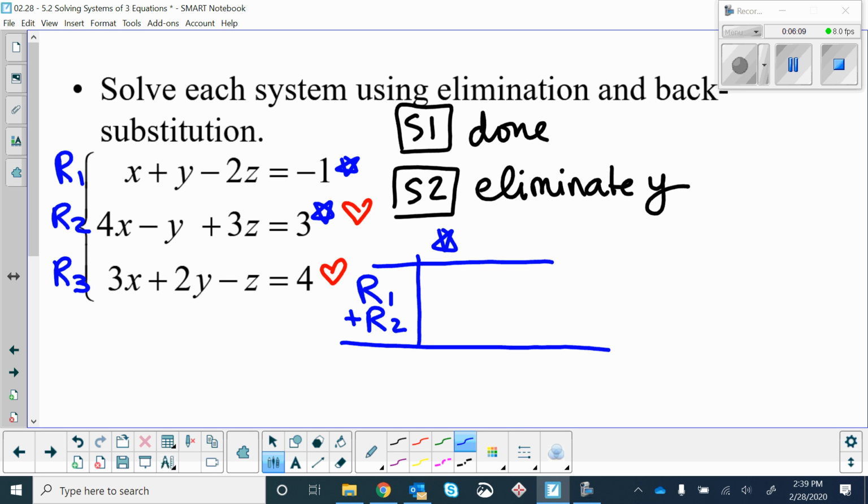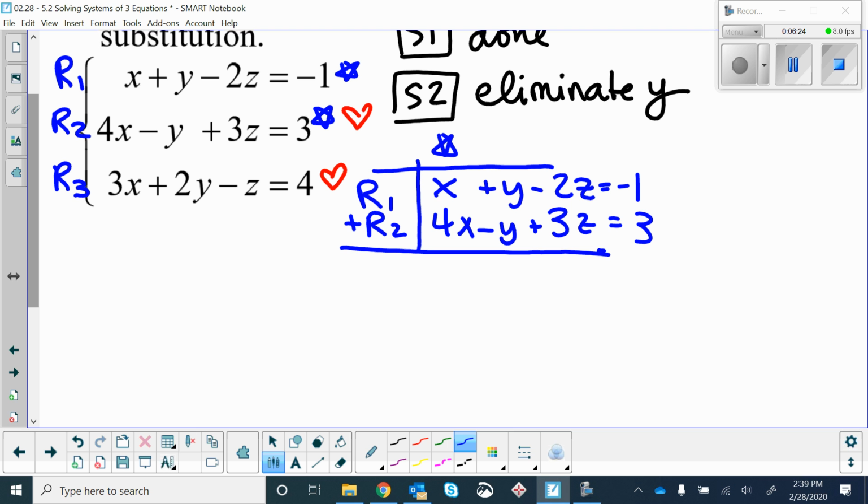So I'm going to add row 1 and row 2. So I got, here's my row 1, and then row 2. We're going to add them and not equal. X plus z equals 2. Now I can't solve right now because there's still two variables, but we're going to use this in a little bit. Right now I'm just going to hang out.